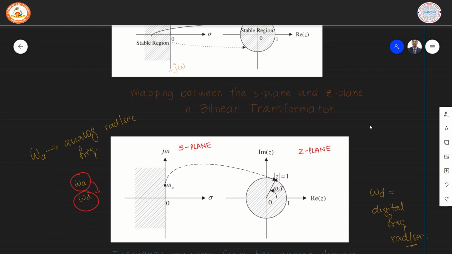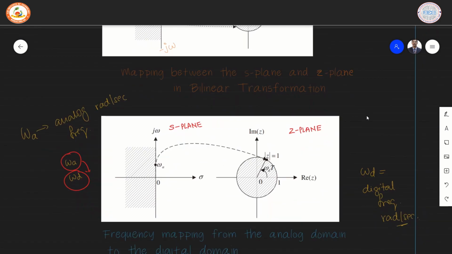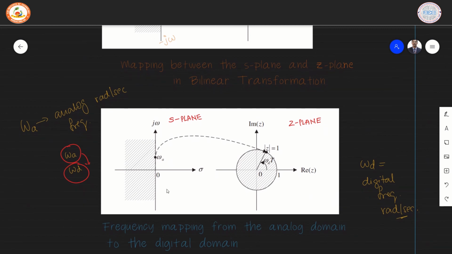Next we discuss the concept called frequency warping. A frequency indicated as omega A is an analog frequency, and omega D is a digital frequency. The analog frequency is measured in radians per second. The digital frequency is measured in radians. It's just radians in terms of units.